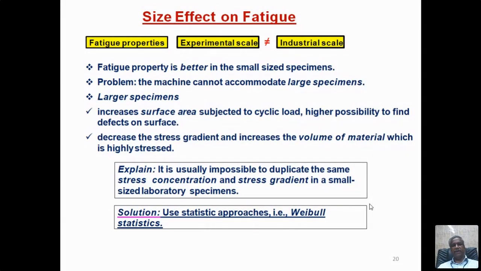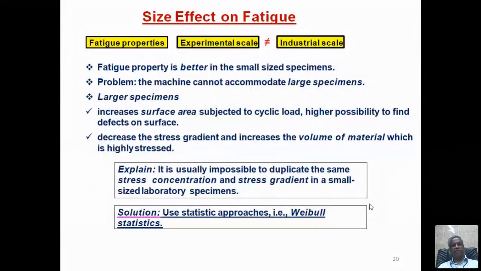So the problem is that fatigue property is better in a small size specimen. The smaller the specimen, the higher the fatigue strength. If the specimen is larger, then the fatigue property is lower. Why is it so? A larger specimen increases the surface area. First one is surface area.